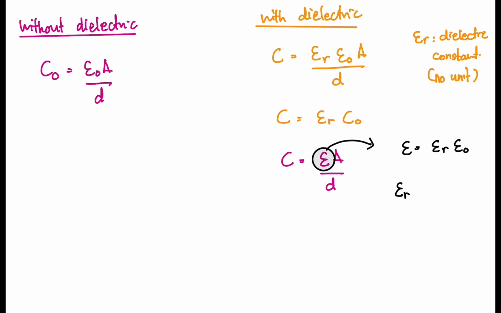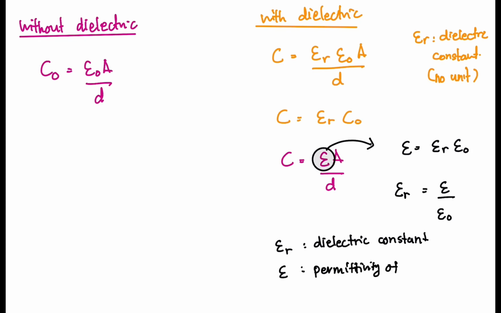So, how do we define dielectric constant? Epsilon R equal to epsilon over epsilon naught. Okay, what is epsilon? Epsilon R is dielectric constant. Okay, epsilon adalah permittivity of the dielectric material. Whereas epsilon naught is permittivity of free space.